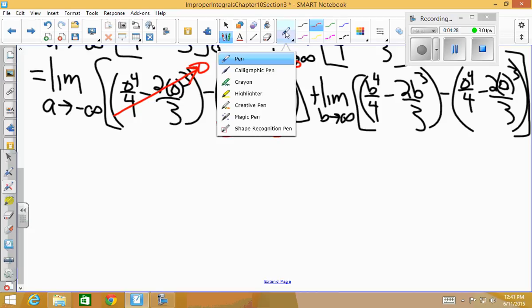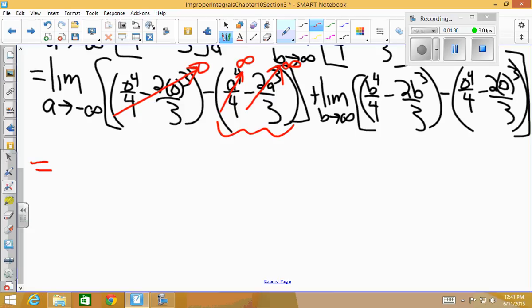So in the next line, we note that we have 0 plus infinity there.